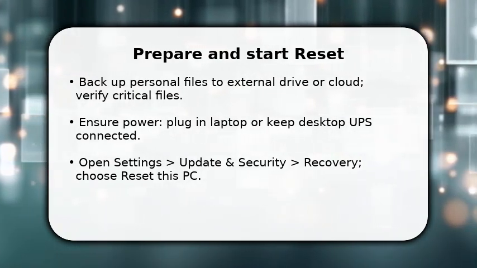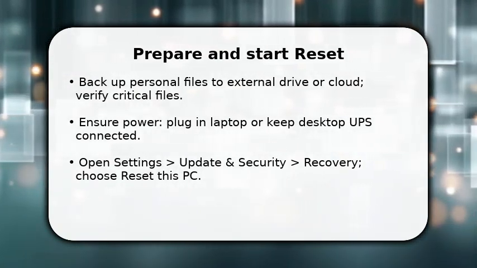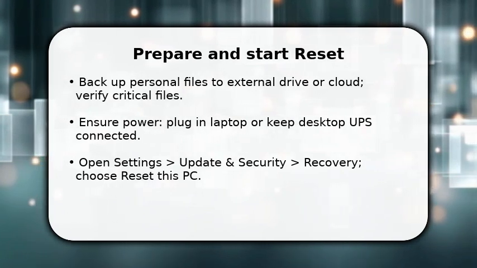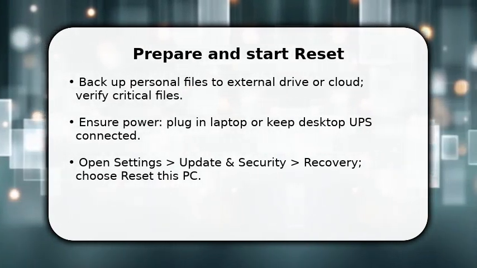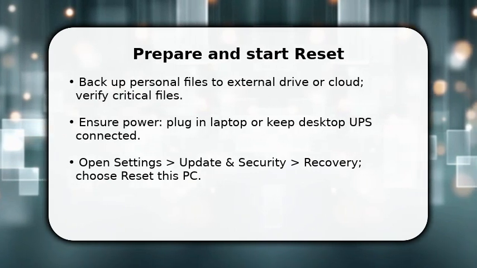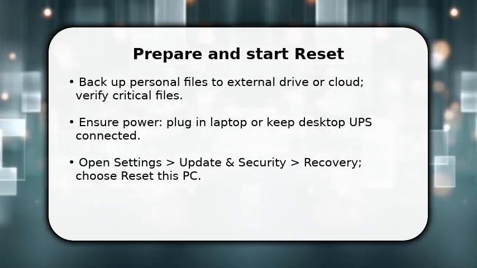Next, open Settings, go to Update and Security, then Recovery. Select Reset this PC to begin. Choose whether to keep files or remove everything. You do this now to trigger Windows built-in tools without recovery media.